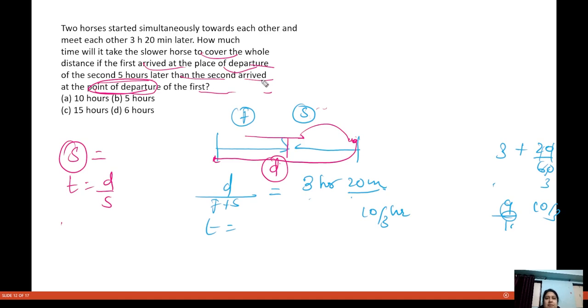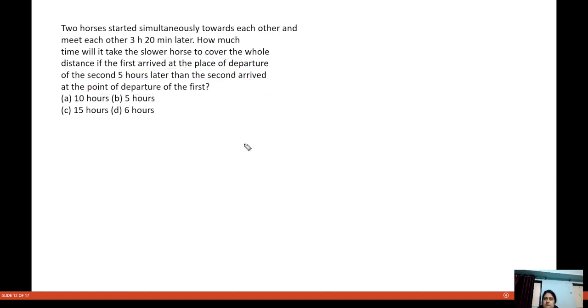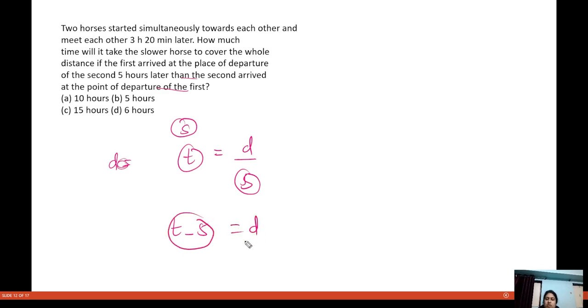And the time taken by the faster horse, if we take F, is T minus 5, because it is arriving 5 hours earlier. See guys, look at this question. Let T be the time taken by the slower horse. That is given by D by S, the speed of the slower horse. And the time taken by the faster horse, T minus 5, is equal to D by F.